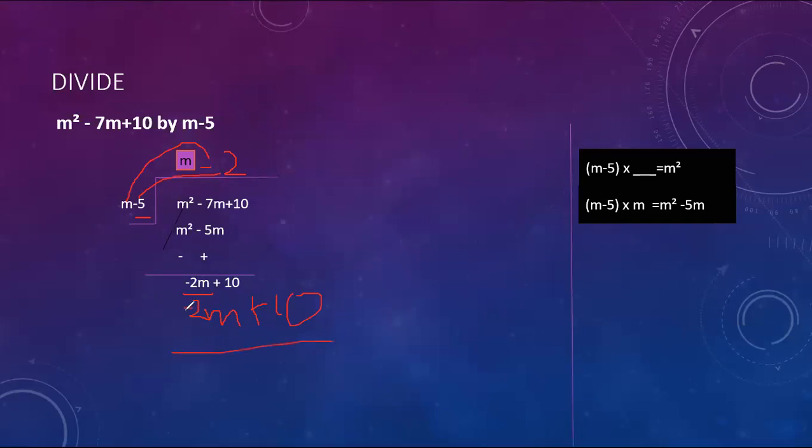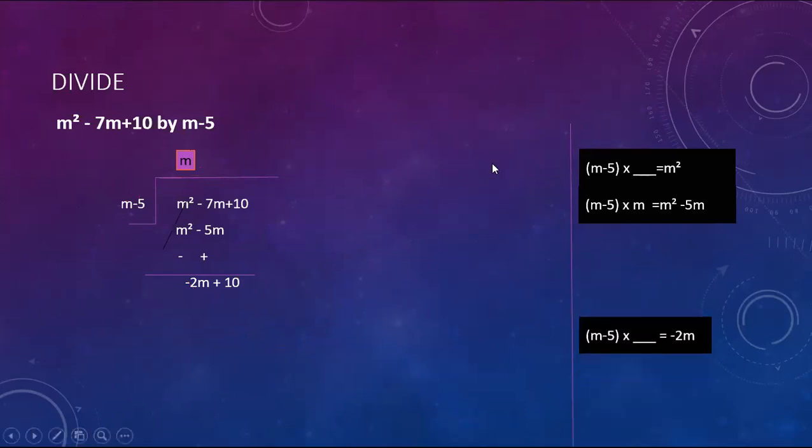Here the minus sign of minus 2m will be converted into plus, and the sign of this plus 10 is converted into minus. So minus 2m and plus 2m will be cancelled, and plus 10 and minus 10 will be cancelled. And we get the answer m minus 2.